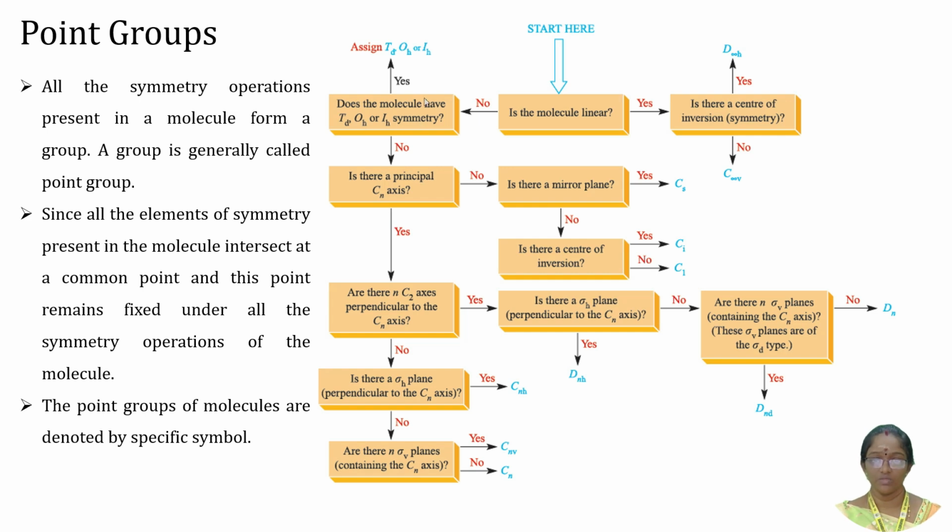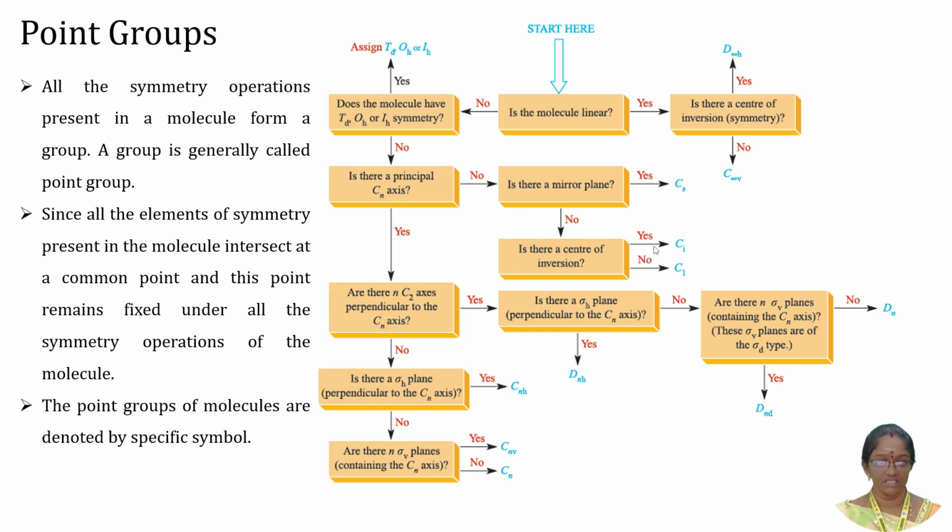No means we have to consider: is there a principal Cn axis? If no, that is, it will not have a Cn principal axis, we have to consider: is there a mirror plane? Yes means the molecule possesses the Cs point group. If it will not have a mirror plane, we have to consider: is there a center of inversion? Yes means the molecule possesses the Ci point group. No means the molecule will possess the C1 point group. And then we have to go there.